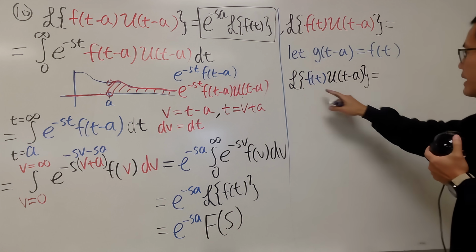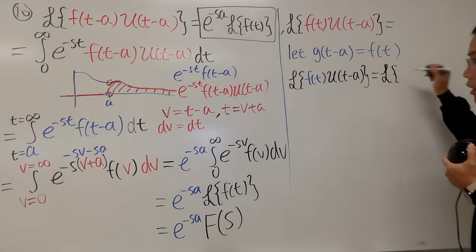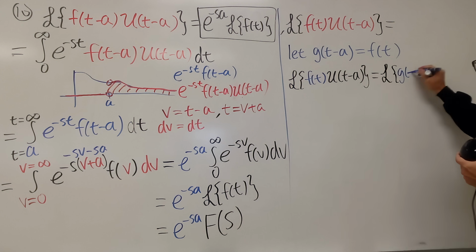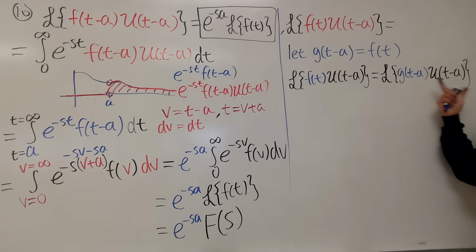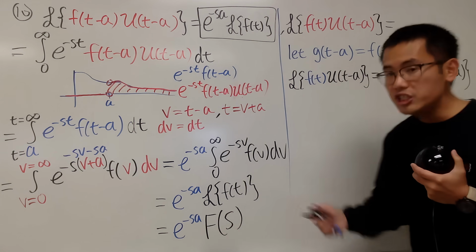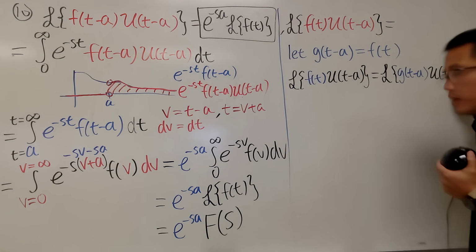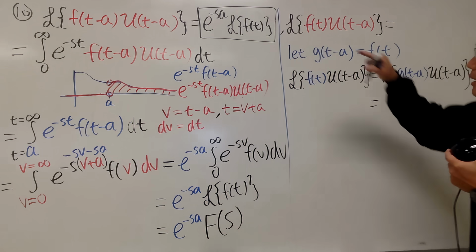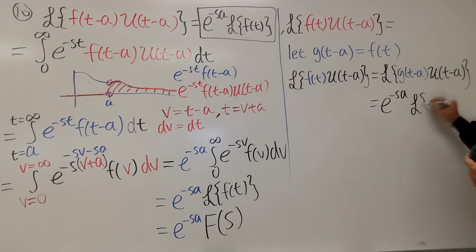This now, I can just put it down as g of t minus a. So we can say this is the Laplace transform of g of t minus a multiplied by u of t minus a, like this, right? And do we know how to handle this? Yes, we do. But instead of using f, we will have to use g, because I'm saying g of t minus a, u of t minus a. So this right here is nicely equal to, you just do the formula, namely e to the negative s a times the Laplace transform of g of t.